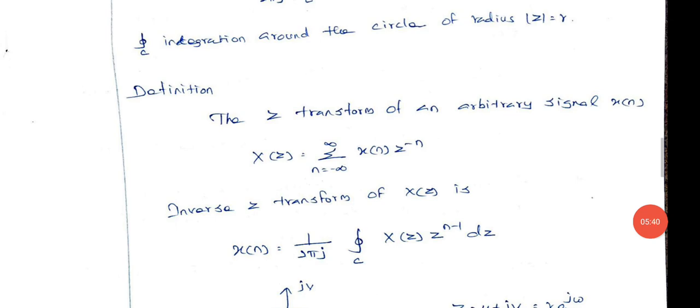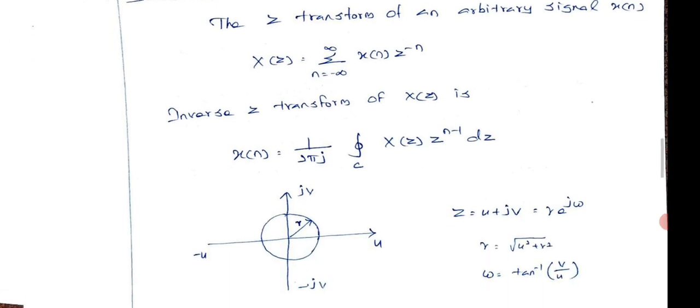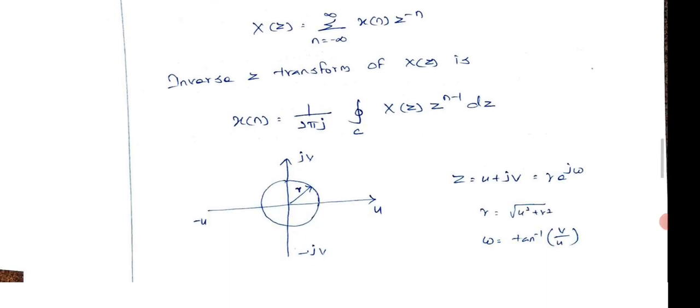So, simply, the definition of the Z transform of an arbitrary signal x of n is x of z is equal to summation n is equal to minus infinity to plus infinity x of n z power minus n. Similarly, the inverse Z transform of x of z gives x of n, which is equal to 1 by 2 pi j integral over c of x of z, z power n minus 1, dz. Here z is equal to r into e power j omega.